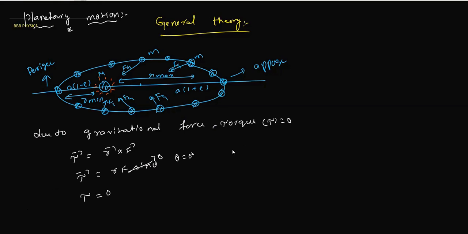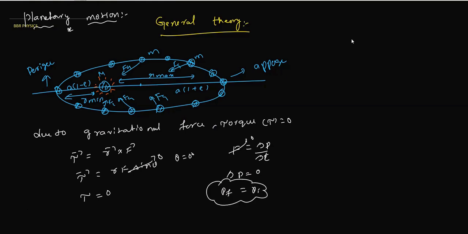Fine. We know that F equals delta P by delta t. If force is 0, then delta P equals 0, so P final equals P initial. This is the general common sense main thing.